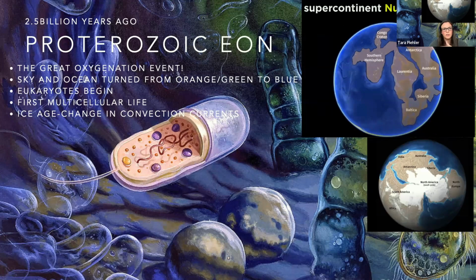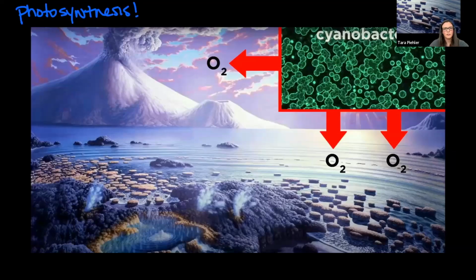Eukaryotes are here, so we have multicellular life, right? This is also when, as we remember from our geology class last time, we noticed that the polarity of the Earth kept flipping. North was south and south was north. This is when our convection currents started changing. And a lot of that started causing the Ice Age, or there are many, many Ice Ages, but one of them. So here's our cyanobacteria.